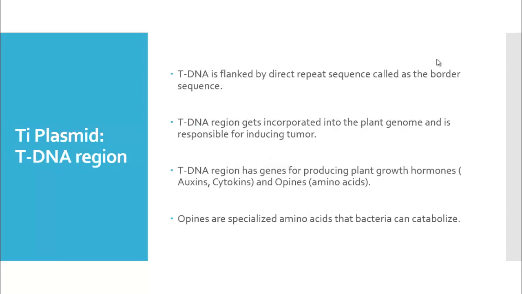The T-DNA region is flanked by direct repeat sequences called the border sequences, and the T-DNA region gets incorporated in the plant genome and is responsible for inducing tumor. The T-DNA region has genes for producing plant growth hormones like auxin, cytokinins, and opines. Opines are nothing but specialized amino acids that bacteria can catabolize. Only Agrobacterium can catabolize these kinds of specialized amino acids. That is the specialty of these amino acids.